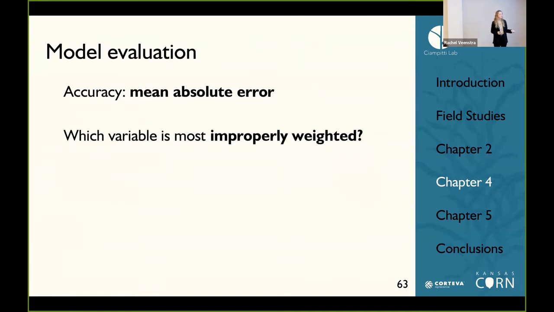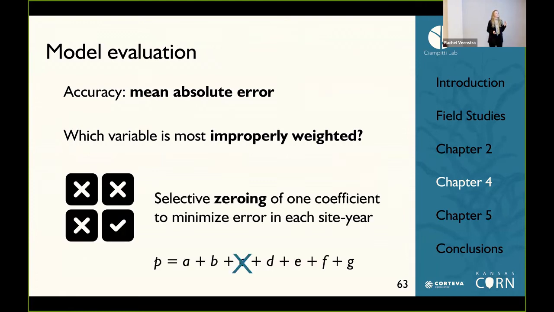Again, mean absolute error was used to quantify accuracy, but then we wanted to know what variable is causing the most problem. So which one is the least calibrated, the one that's giving most of the error. And so for that, we selectively zeroed one coefficient at a time to see if removing which variable would improve our error. So which one is causing the most problem.